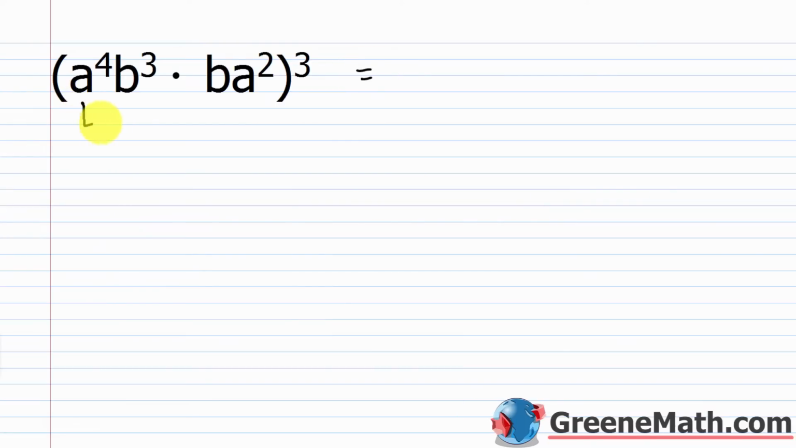So the first thing I would do is, let's say I go and say, okay, well, a to the 4th power times a squared would be a to the 6th power. A stays the same, add exponents. 4 plus 2 is 6. Then b cubed times b would be b to the 4th power. Remember, when you have something and there's no visible exponent, it's understood to be 1. So this would be b to the power of 3 plus 1, or 4. And this whole thing is cubed.